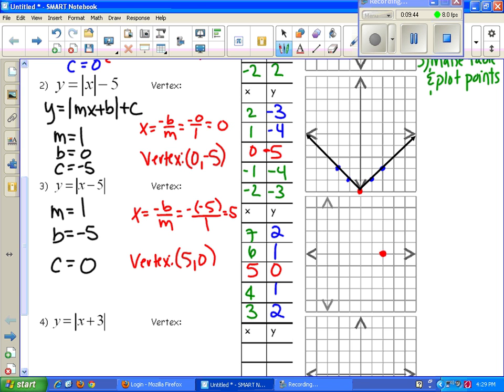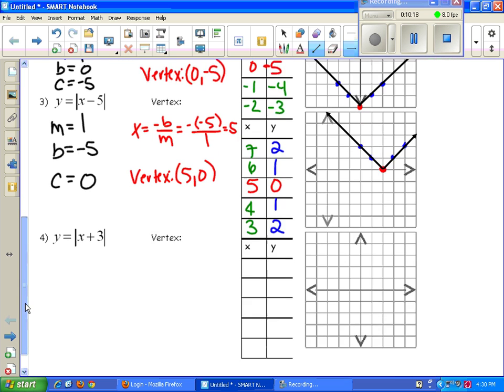So then if I graph this, I have 6, 1; 7, 2; and 4, 1; 3, 2. So now I get my ruler and I'm going to connect the dots and make my V shape. Notice how I always use the entire graph that I'm given, and I put arrows on the ends of my lines that I have, so you should be doing that as well.